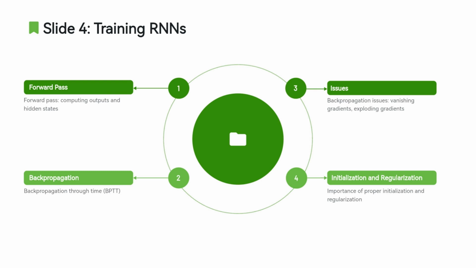However, this process can lead to two key problems: vanishing gradients and exploding gradients. In the case of vanishing gradients, the gradients become very small as they propagate backward, making it difficult for the network to learn long-term dependencies. Exploding gradients, on the other hand, occur when gradients grow exponentially, leading to instability in the learning process. Proper weight initialization, regularization techniques like gradient clipping, and careful optimization are essential for training stable RNNs.